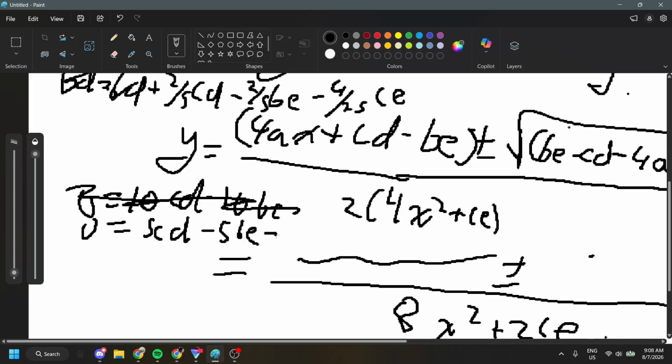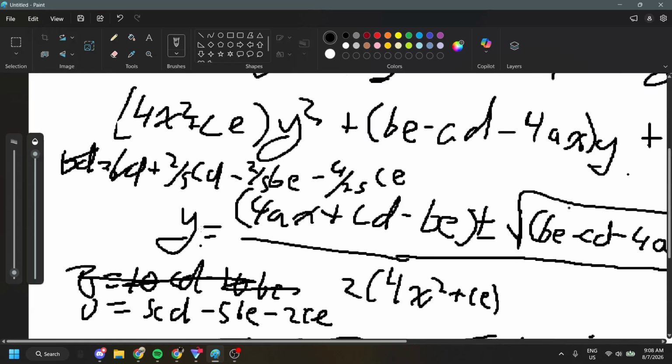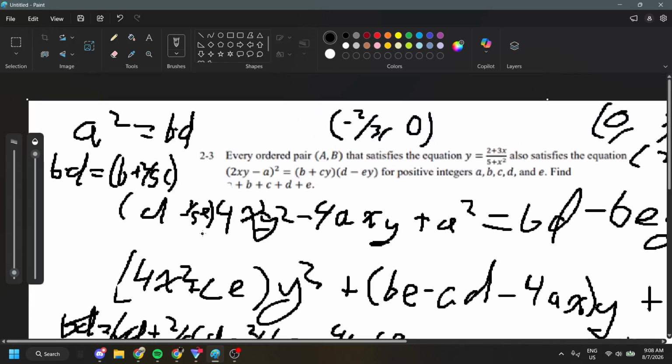minus 2CE. What's interesting here is that these two contain C, these two contain E, but these two don't contain B. I think that's because if we had not gotten rid of BD. But, so this gives us another relation, but it's much, much less clear.